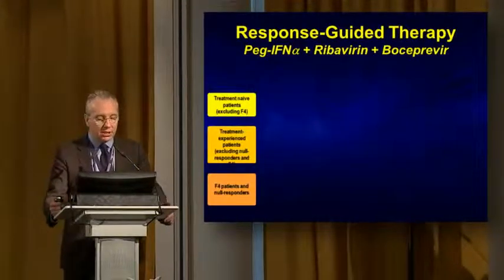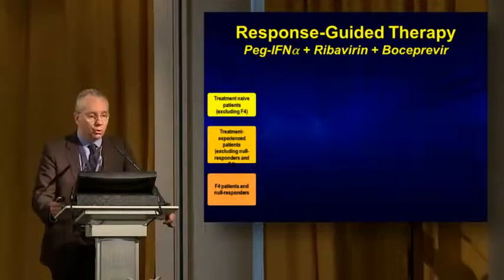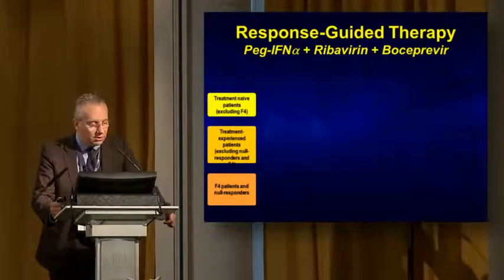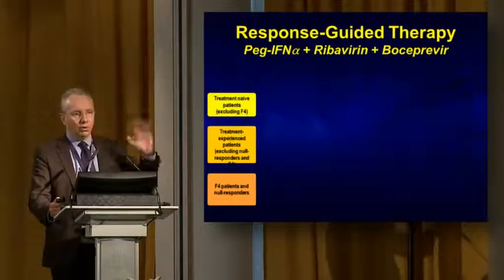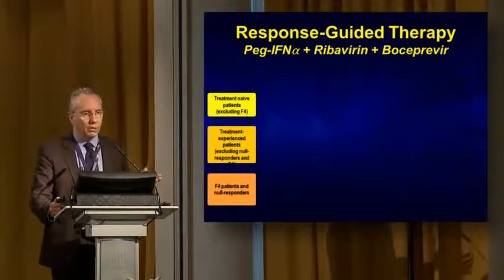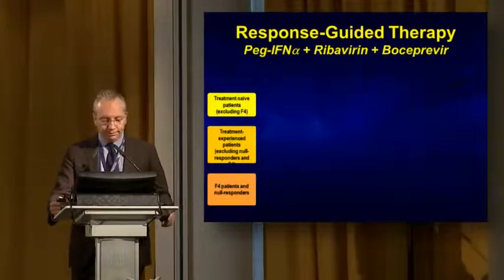And the indication is a little bit more complicated. There are 3 groups here. Treatment-naive patients excluding cirrhosis. Treatment-experienced patients excluding non-responders and cirrhosis. And finally, all the cirrhotics and all the non-responders are taken together.